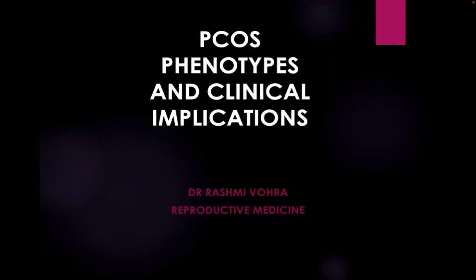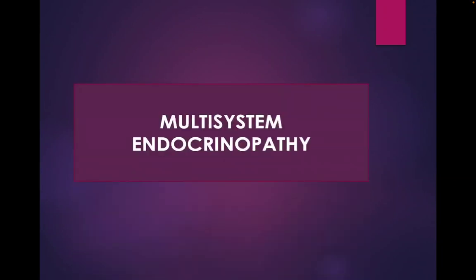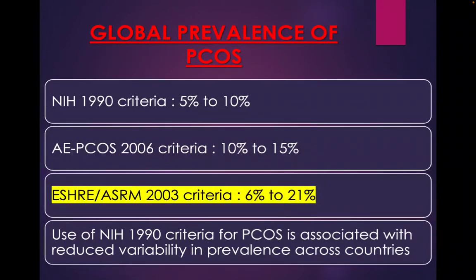We will be discussing PCOS phenotypes and the clinical implications. What is PCOS? It is a multifactorial, partly genetic disorder with a number of candidate genes involved. So in short, it is a multi-system endocrinopathy. So what is the global prevalence of PCOS?